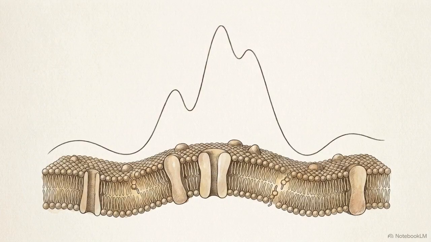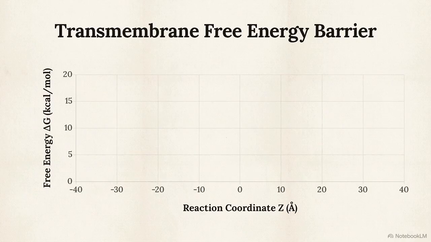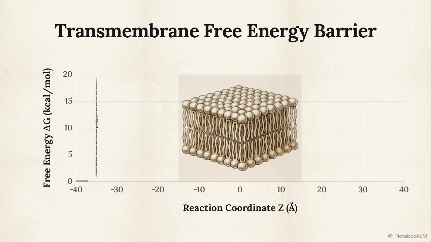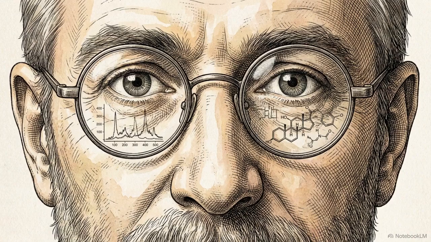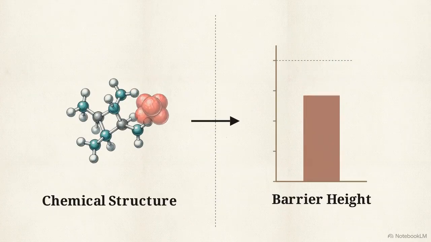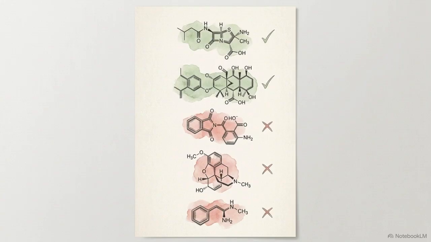The final result of the WHAM calculation is a smooth, continuous curve mapped directly over the membrane's geography. This is the potential of mean force, the definitive free energy profile of the drug's journey through the bilayer. The highest peak on this curve represents the maximum energetic resistance the membrane exerts against the drug. By calculating the exact height of this peak, a computational chemist can determine if a drug's chemical structure needs to be adjusted to lower that barrier, providing a quantitative way to rank different drug candidates.